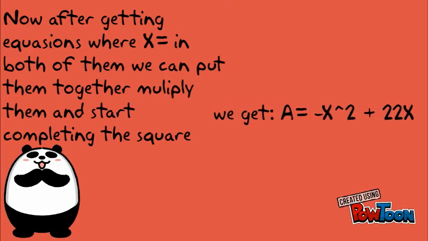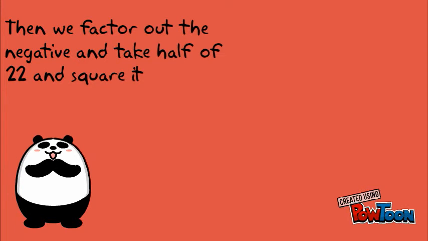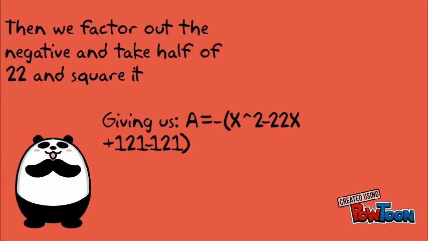Now after getting these equations where x is equal to something in both of them, we can put them together, multiply them, and start completing the square. We get area equals negative x squared plus 22x. So then we can factor out the negative and take half of 22 and square it. This gives us 121.